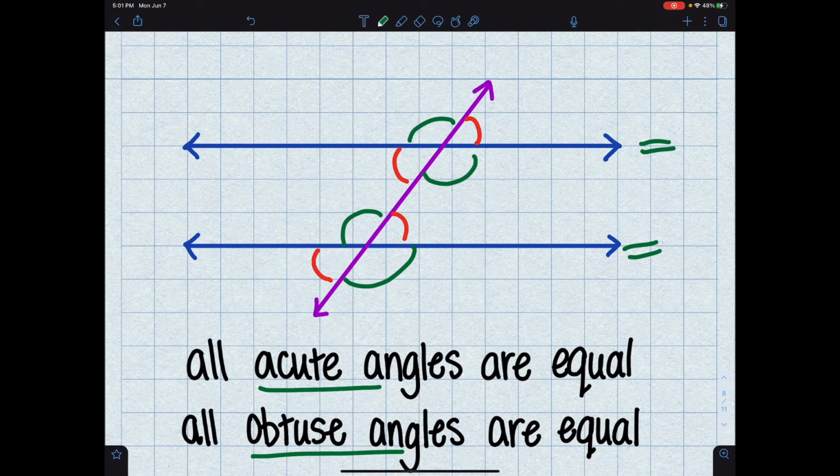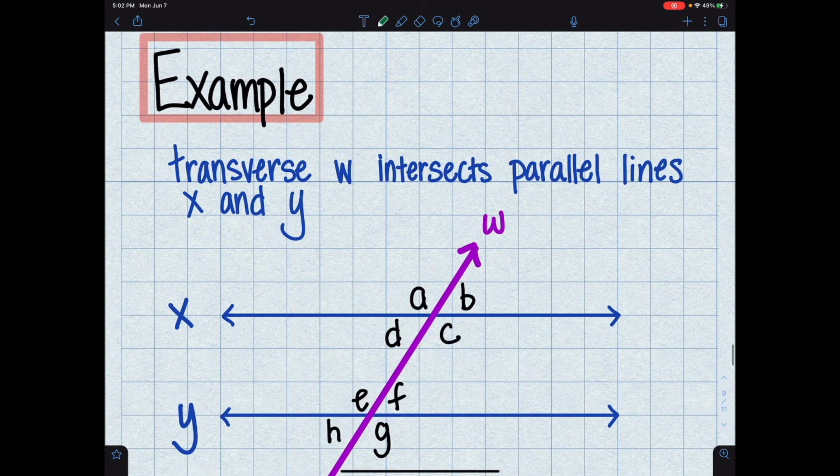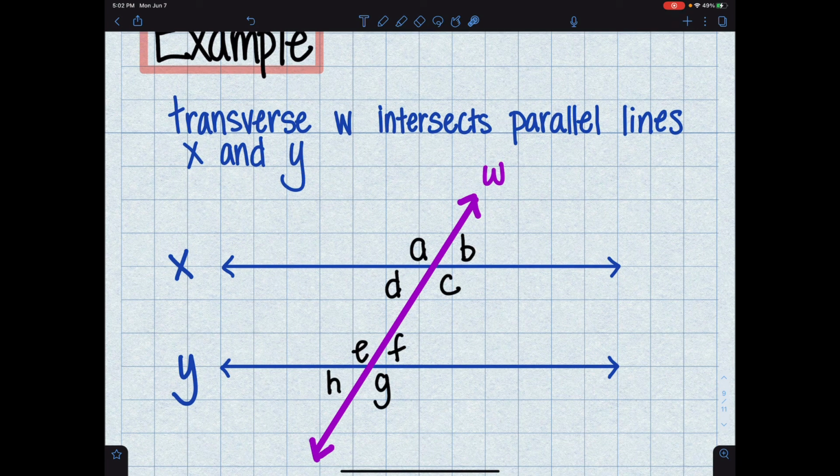Okay, I'm going to turn to page 520 and let's do this example. Okay, in the example it says transversal W, so this line intersects these two parallel lines, X and Y, and it tells you that those two lines are parallel. The first question is, name the pairs of corresponding angles.